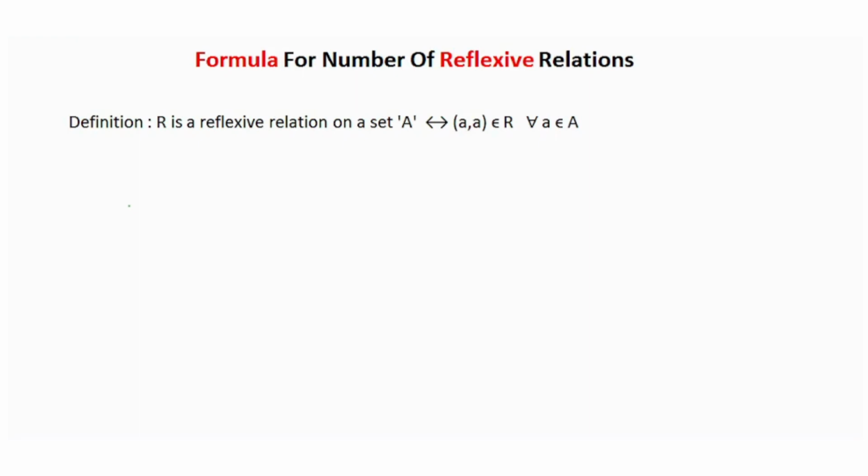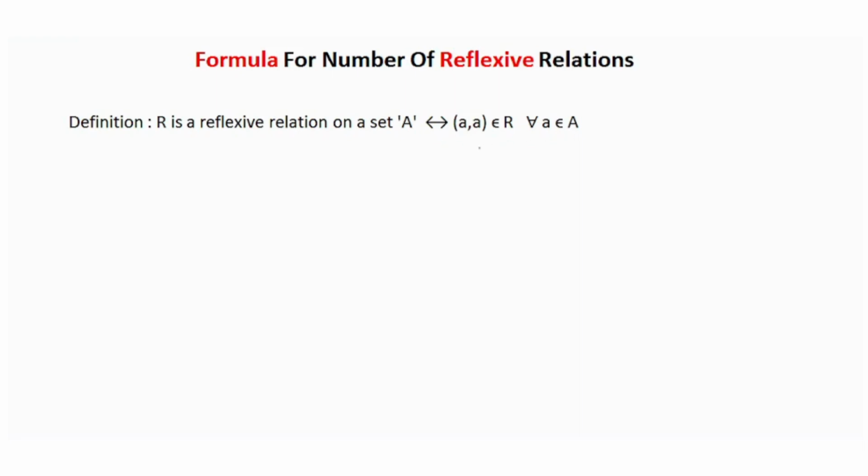Students, today I would like to discuss a formula for the number of reflexive relations on a set. First of all, we should recollect the definition of a reflexive relation. So what is a reflexive relation? R is a reflexive relation on a set A if and only if (a, a) belongs to R for all a belongs to A.